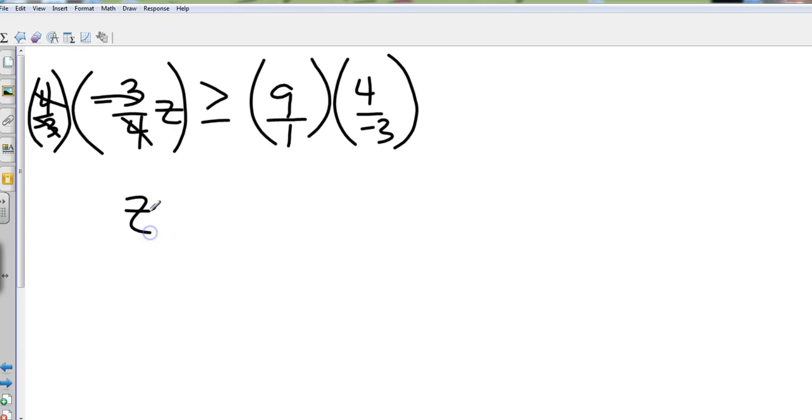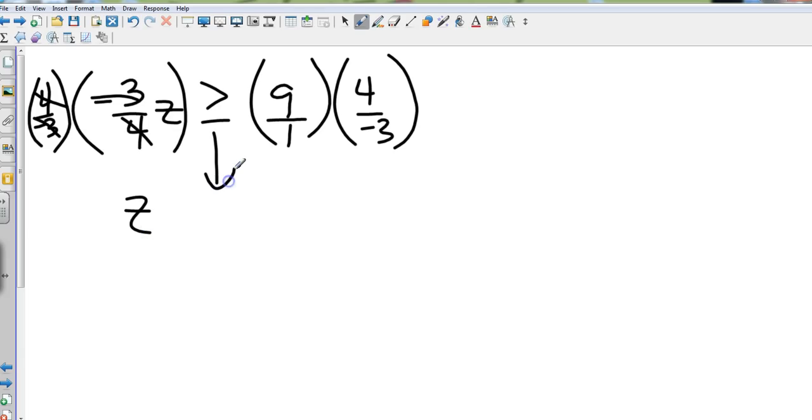That leaves me with z. Again, I multiplied by a negative fraction, so that changes my inequality to less than or equal to. That's going to end up giving me, let's see, it's going to be a negative answer. 3 is going to go into the 9 3 times. So that's 12 over negative 1, which just ends up being negative 12.